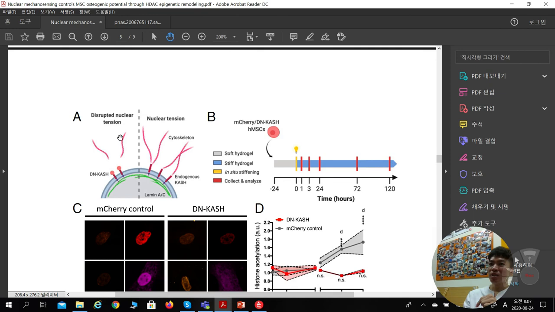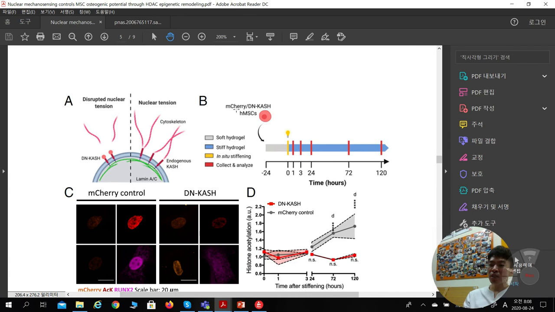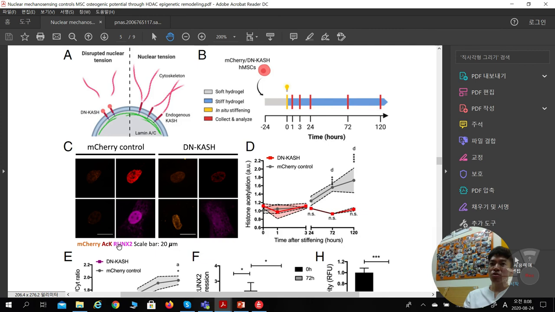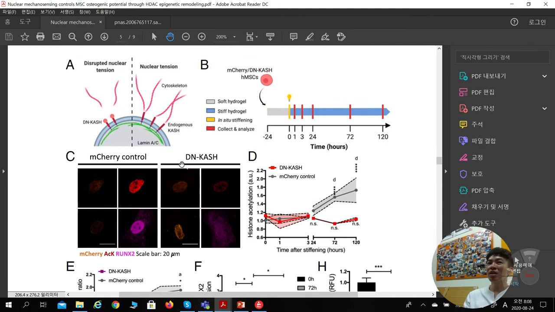When you look at this DN cache, just imagine there is no force transmission from the cytoskeleton to the nucleus. mCherry is some induction control. So in mCherry DN cache, they lose the interaction between cytoskeleton and nesprin, and then they culture in the same way. In the mCherry control, laminase and acetylation increase, but in the case of DN cache, they are losing. They confirm that the force should be transmitted to the nucleus through this cytoskeleton, nesprin, and laminase complex.